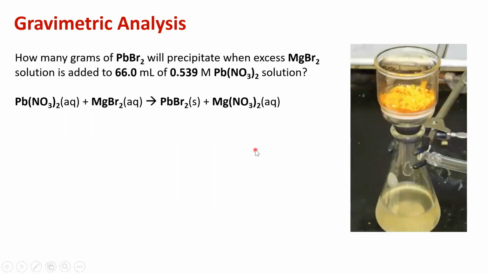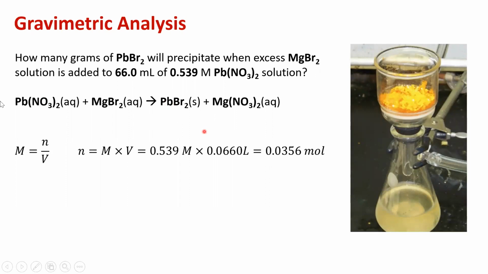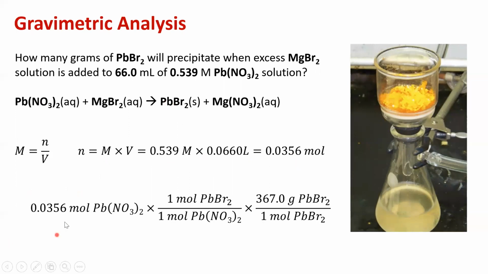So we would take, oh, here's just a picture of it. So we would take the molarity times the volume of the lead nitrate, and that would give us the moles of the lead nitrate. And then we take the moles of the lead nitrate, and it's a 1-to-1 ratio. And then we go from moles of lead bromide to grams of lead bromide. This comes off the periodic table. And that'll tell us how much lead bromide would precipitate out of the solution.